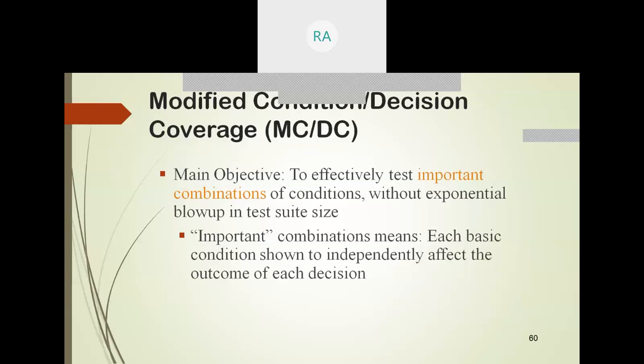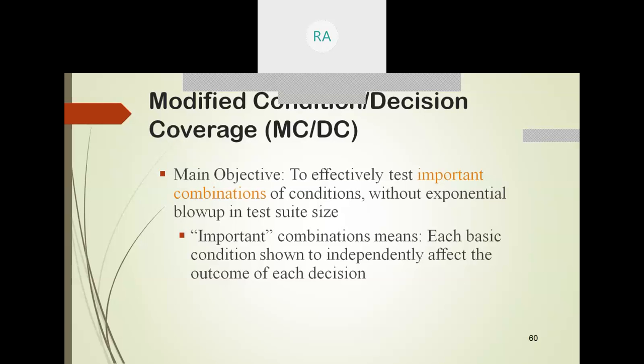Okay. The main objective is to test the prominent combinations of conditions associated with the source code without increasing the size of test cases. The main objective for which I go for MCDC coverage is that I have to arrive at prominent conditions or important combinations of conditions which impact the decision. And I'm not increasing the size of the test suite exponentially if I'm considering the important combinations of the conditions. What do you mean by important combinations over here?